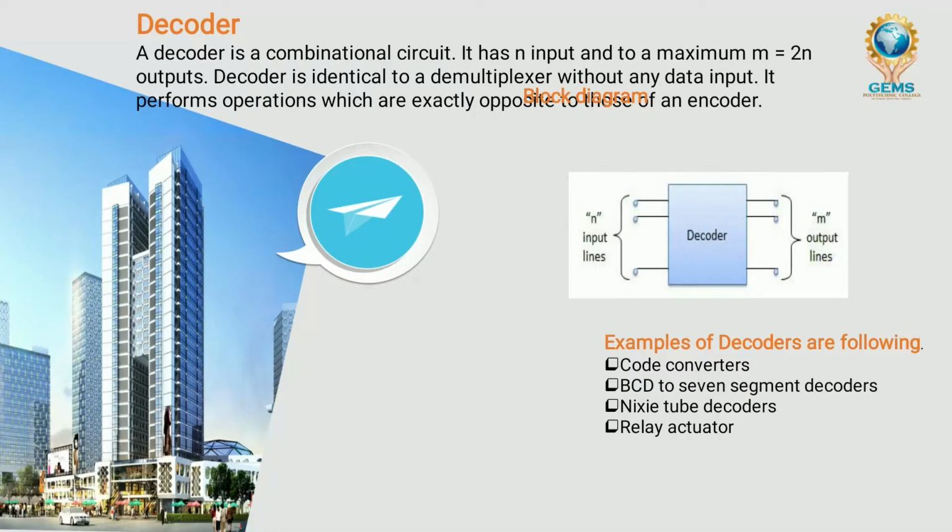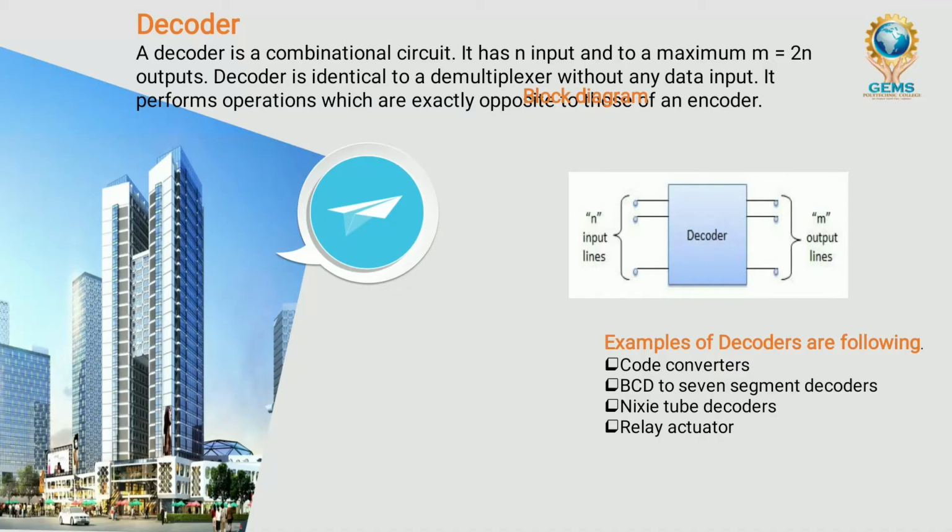We already discussed the multiplexer and demultiplexer. Whatever the multiplexer does, the demultiplexer does the opposite. The same way here, whatever the encoder does, the decoder does the opposite. Decoder applications: code converters, BCD to 7 segment decoders, Nixie tube decoders, relay actuators. These are the decoders. In digital electronics, a decoder is a circuit, same as an encoder, used to change the code into a set of signals.